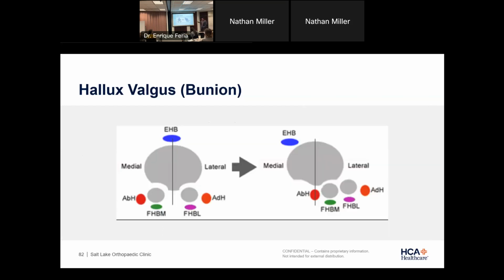And again, this is just showing you a diagram of how that looks when you go from normal, a cross section of your big toe from normal on the left to bunion on the right. As you start to tilt, the toe starts to tilt outwards. The tendons are all shifting position and just making the deformity worse over time.